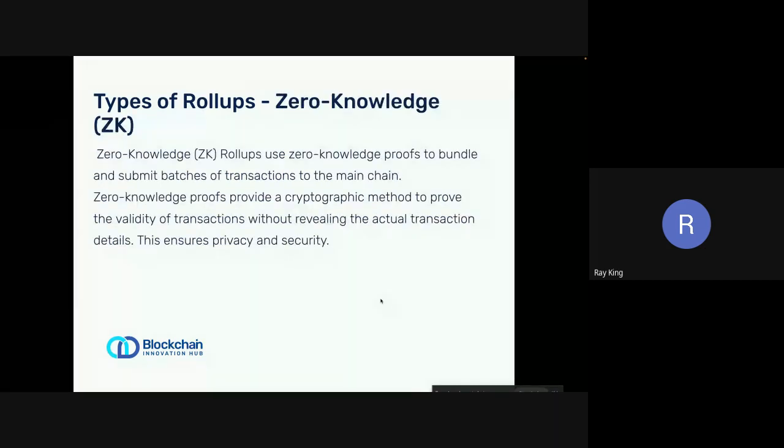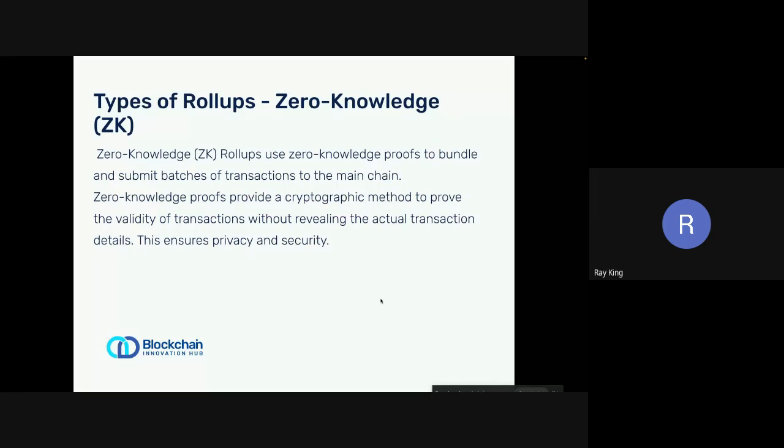The second type of rollup we're looking at is zero knowledge rollup. Zero knowledge rollups use zero knowledge proofs to bundle and submit batches of transactions to the main chain. Zero knowledge proofs provide a cryptographic method to prove the validity of transactions without revealing the actual transaction details. This ensures security and privacy. To understand this, zero knowledge itself is a method of proving something without revealing the actual knowledge.